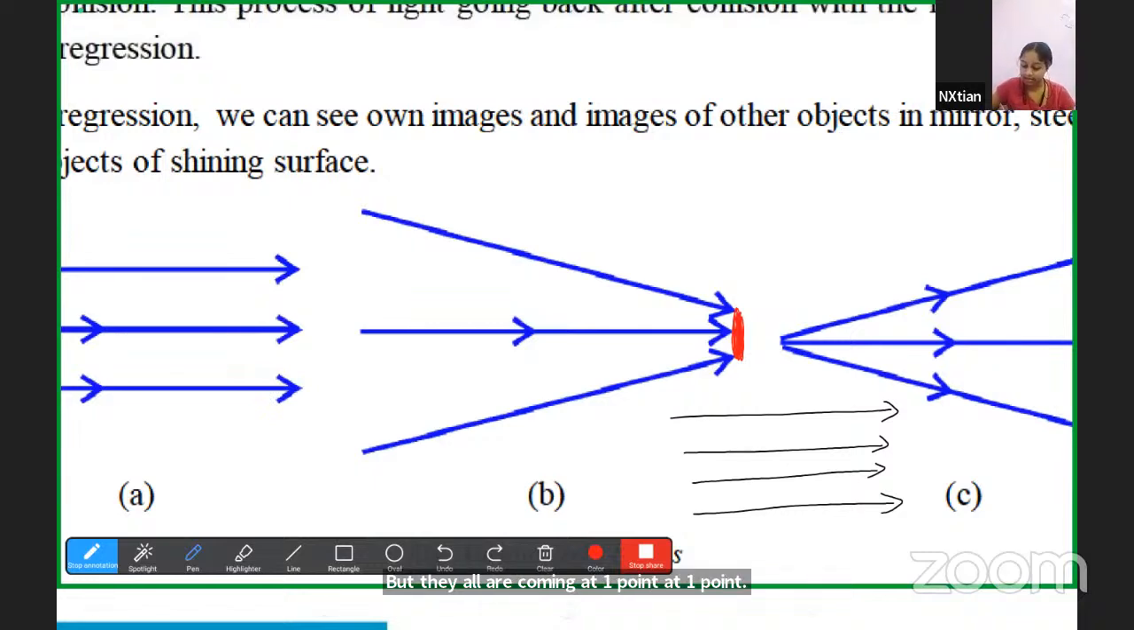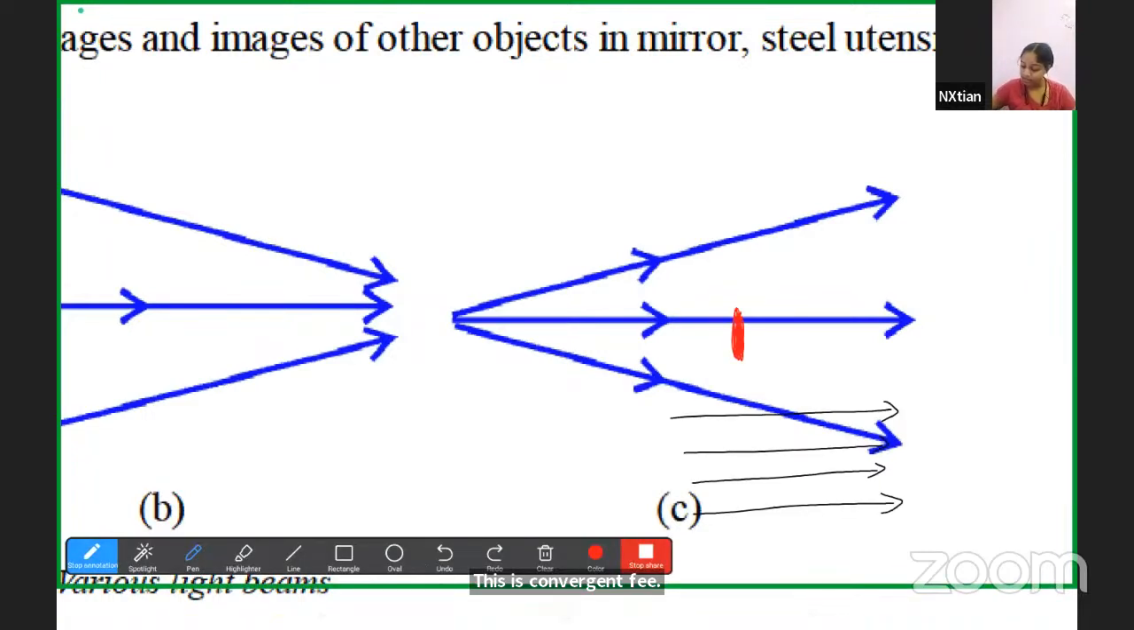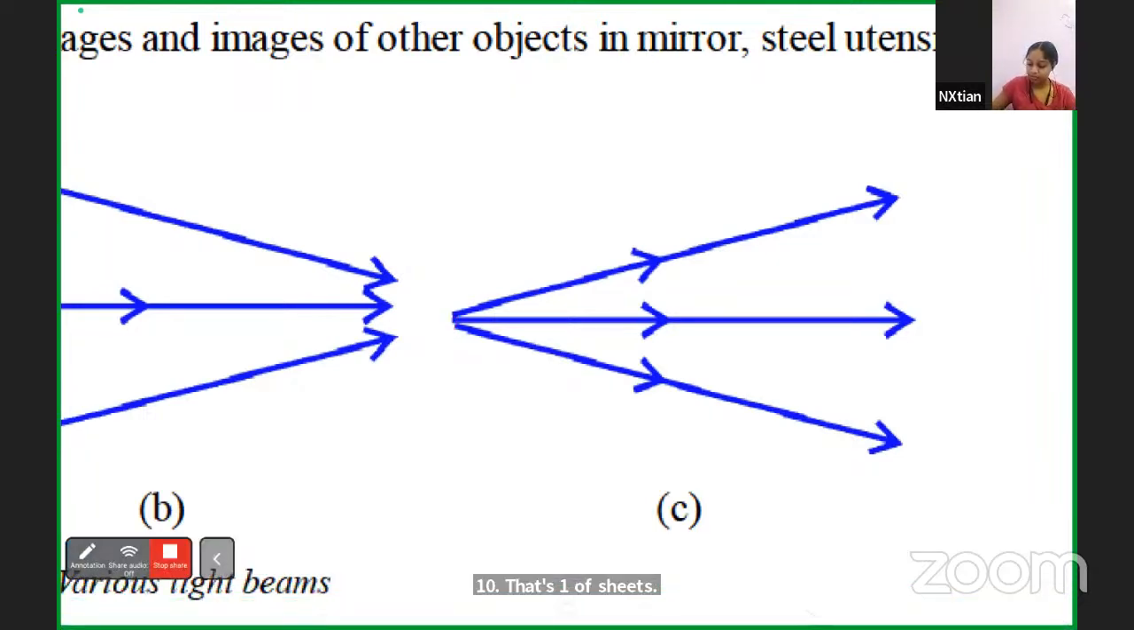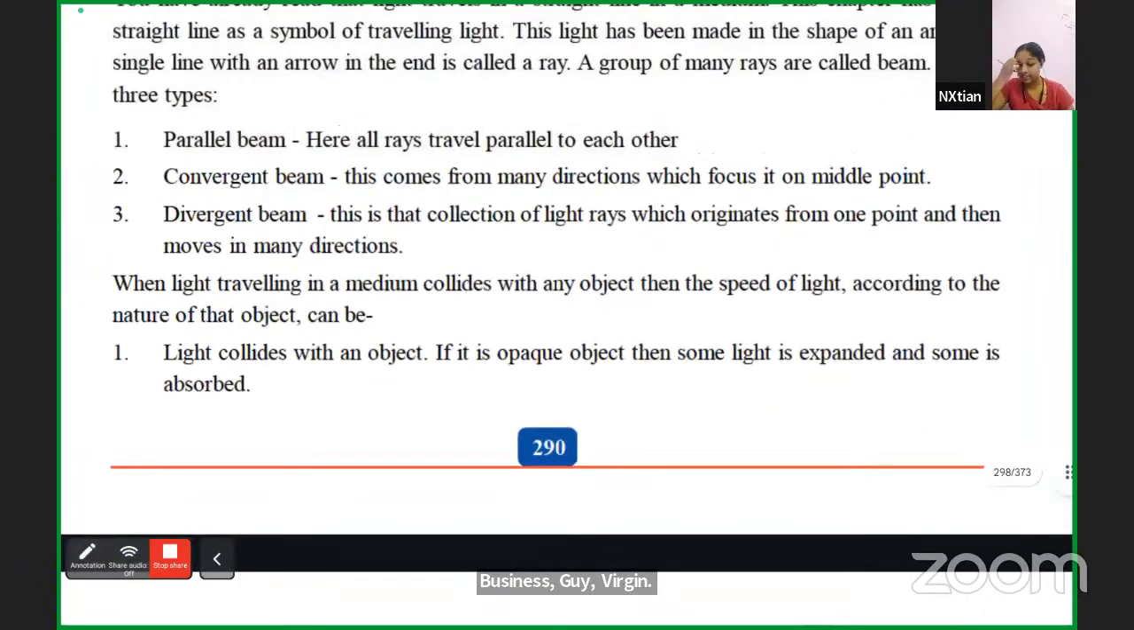Then this is divergent beam. It means that it is going from one point only in different directions. This is divergent beam. This is that collection of light rays which originates from one point and then moves in many directions.